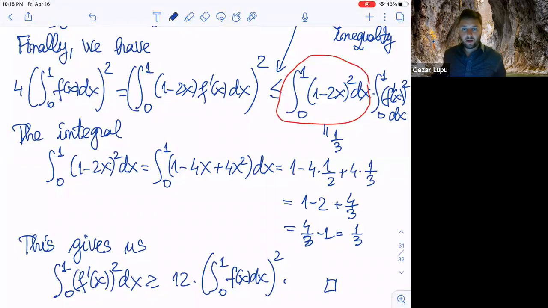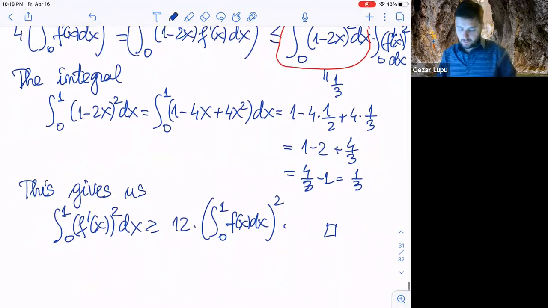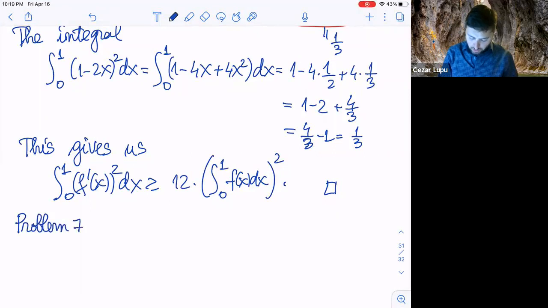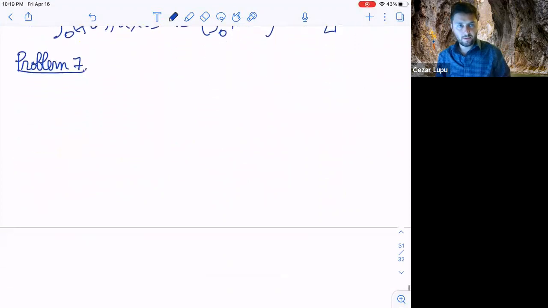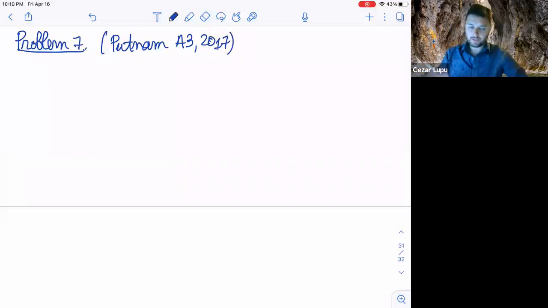All right, so now we have one more problem to do. And after this, I think I'm going to stop. So this would be problem number 7, which was given at the recent Putnam exam. And the problem says the following. So it was a Putnam A3 in 2017. The problem says the following.